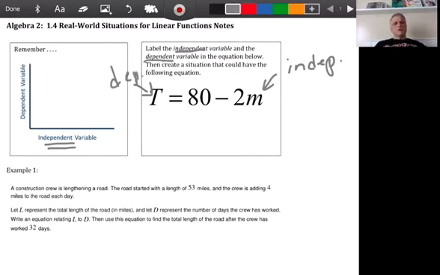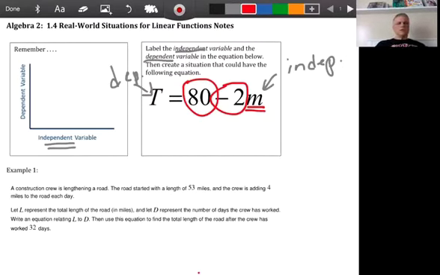So could you imagine a function that begins with 80 units of something? Could be $80, could be 80 pounds, it could be 80 miles, right? And it's consistently decreasing by 2 units for every unit of either time or distance, whatever m would represent. So we just have to think of something in real life that could be represented by this.